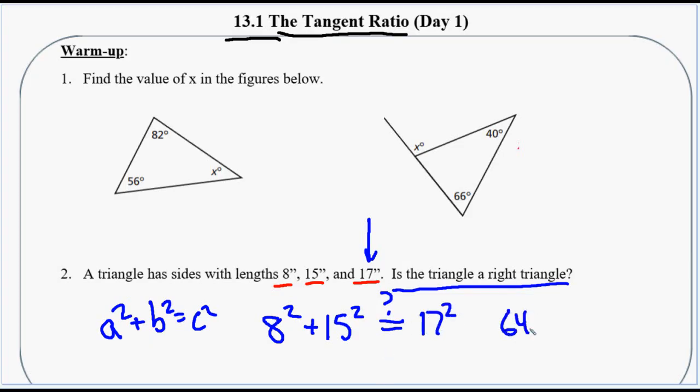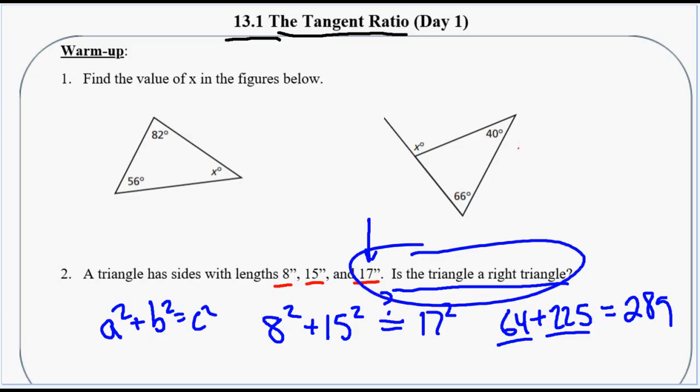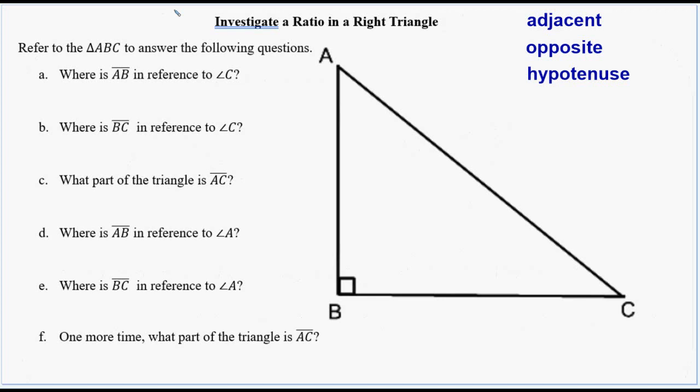And 8 squared is 64, 15 squared is 225, and 17 squared is 289. If I add these two together, yes, 289 equals 289. We do have a right triangle. All right, let's get into today's lesson.